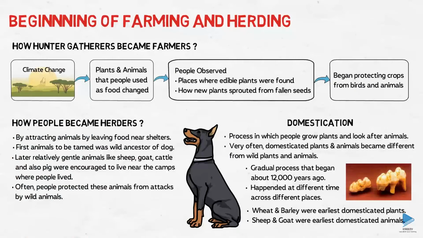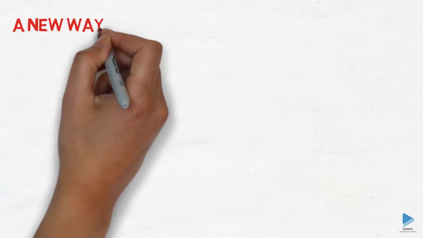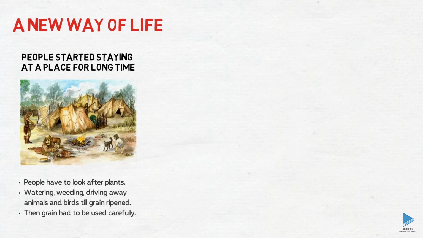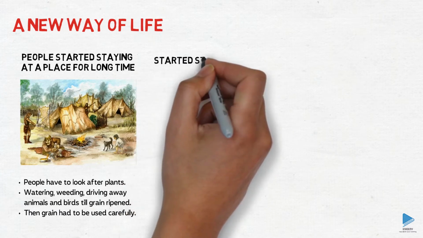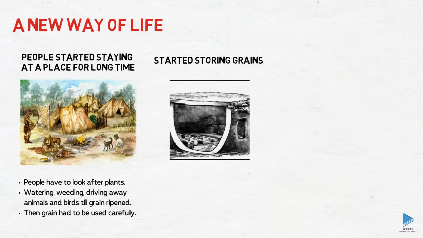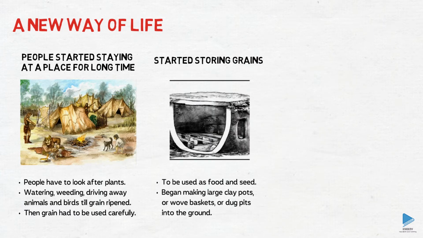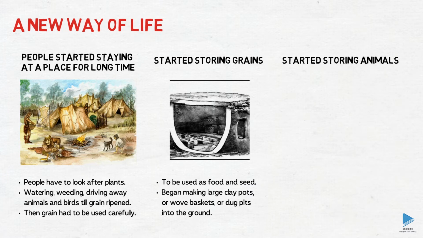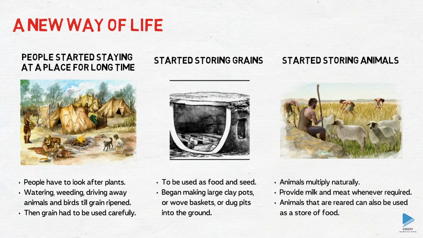When people began growing plants, it meant they had to stay in the same place for a long time, looking after the plants, watering and weeding them, and driving away animals and birds. As grain had to be stored for both food and seed, people had to think of ways of storing it. In many areas, they began making large clay pots or wove baskets or dug pits into the ground. On the other hand, animals multiply naturally. Besides, if they are looked after carefully, they provide milk and meat. That is, they can also be used as a store of food.